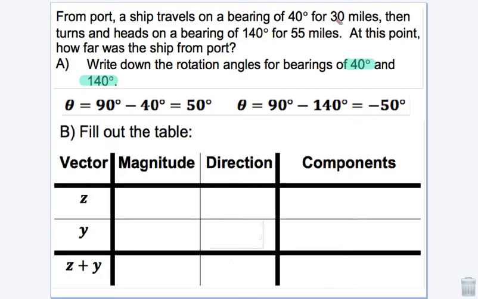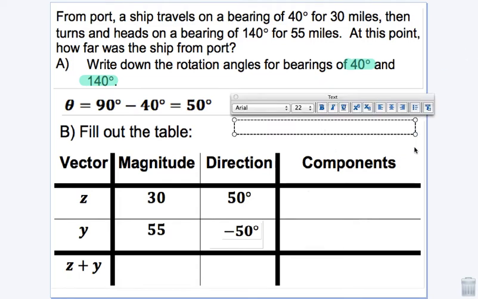So from our word problem, now we know that the magnitude for our first direction was 30 miles. The magnitude for the second was 55 miles. The direction that I'm going to use is 50 degrees from up here, my rotation angle, and then negative 50 degrees over here. I'm going to do the x formula and the y formula. We've seen those before.